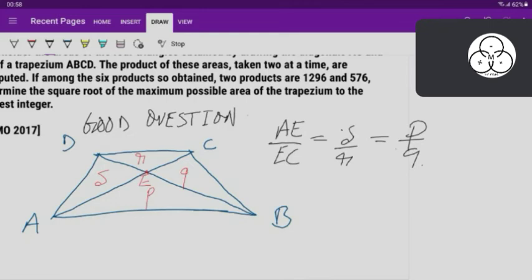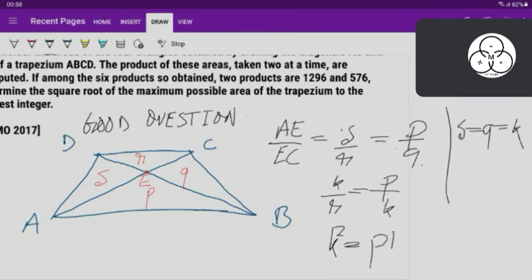And S and Q are equal to each other. S equals Q, say equals some K. Then K by R is P by K. K square equals PR.